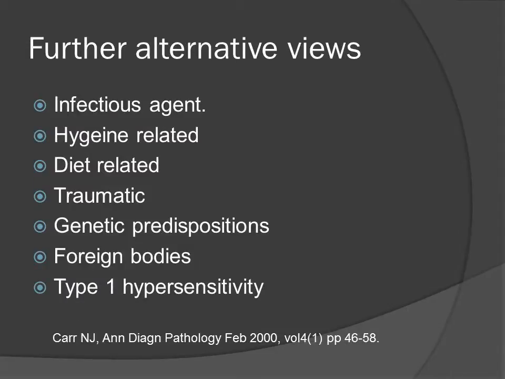There are many other hypotheses around appendicitis. An infectious agent is something we all suspect because of the way one tends to get clusters of appendicitis in time. There are also views that it's related to hygiene and diet. There are certainly occasional traumatic appendicitis. There are perhaps genetic predispositions, certainly foreign bodies including helminths and worms, and even a view that it might be, in some cases, a type 1 hypersensitivity.